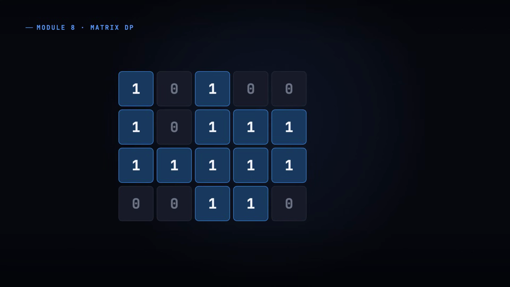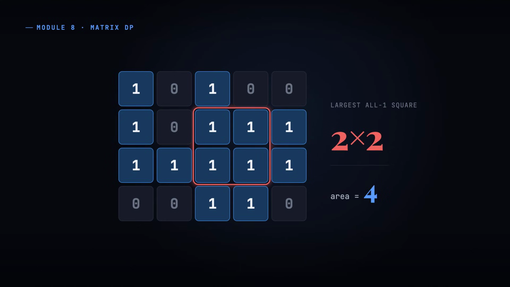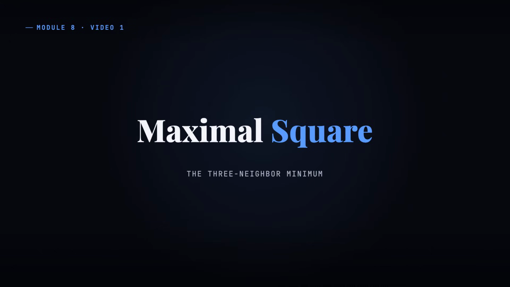Look at this grid of ones and zeros. Somewhere inside it is the largest square made entirely of ones. Can you spot it? There it is, a 2 by 2 block. Area 4. In the next few minutes, you will learn the elegant trick that finds this instantly, in any grid, no matter how big. This is Maximal Square, the first episode in our matrix dynamic programming series.